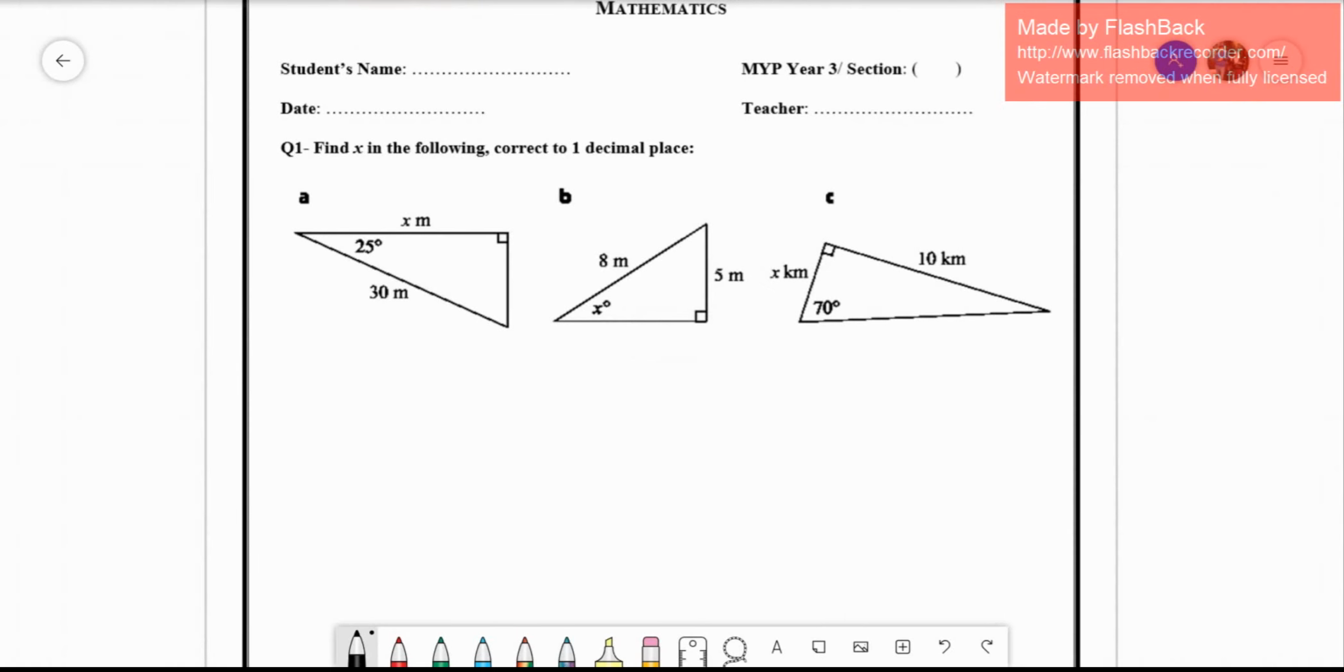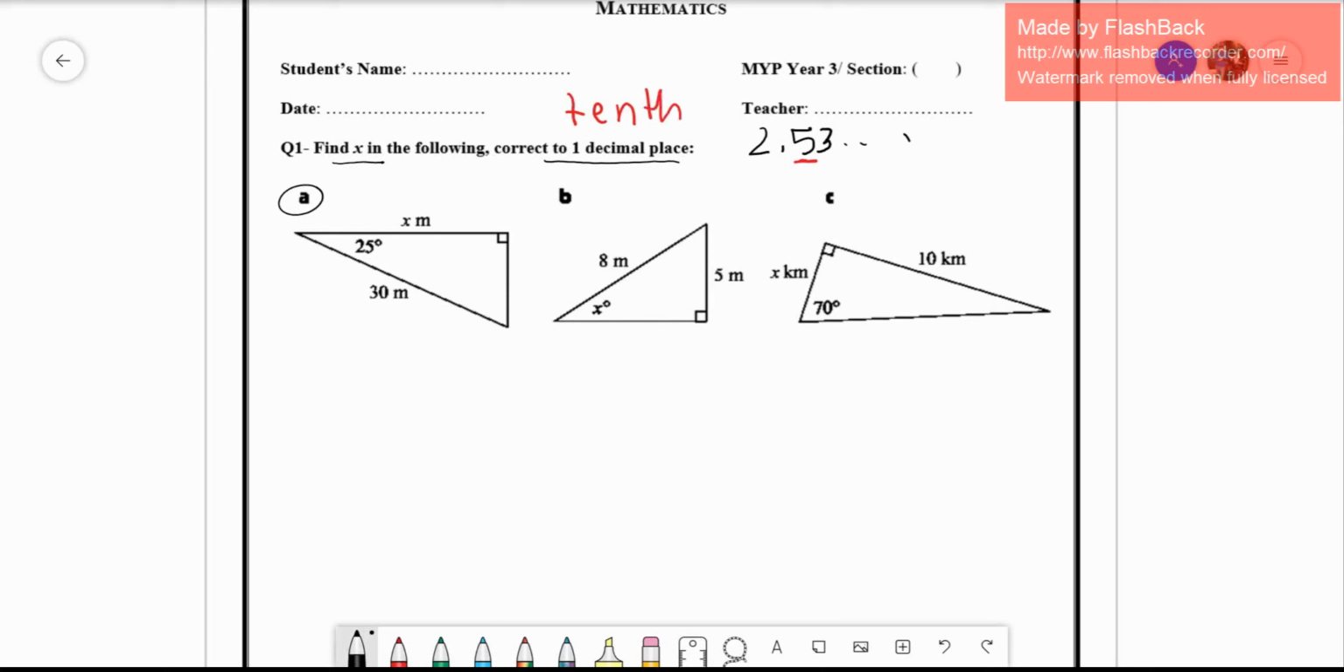So this is sheet 32. Let's read the question. Please read the question before you answer. Find x in the following, like exercise A, B, and C, in these right triangles. Correct to one decimal place. When I tell you to one decimal place, so if I have 2.53 something, this is the one decimal place. Therefore, I'm going to round to the nearest tenth.